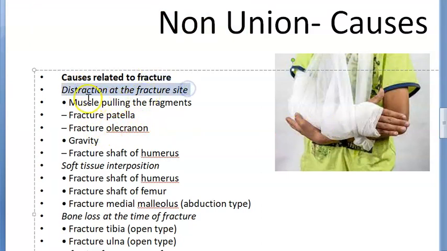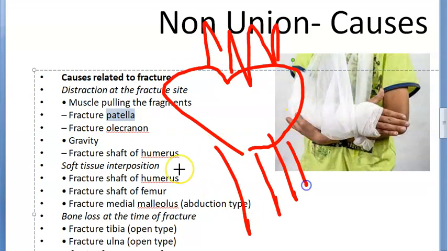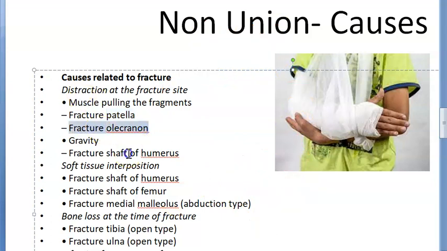Distraction at the fracture site. Muscles pulling the fragments, like of the patella, right? There is a muscle pulling the patella. You know that the rectus femoris pulls the patella, and there is a patellar ligament at the bottom of the patella. If this is the patella, here you have a muscle and here you have a ligament, so these are pulling the fragments. Fracture olecranon: something is attached to the olecranon process.